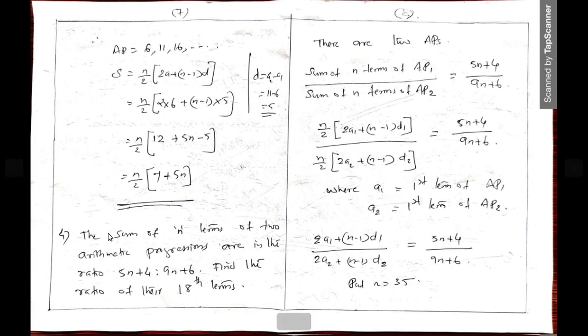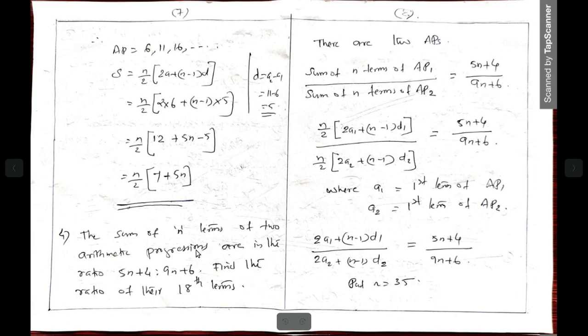This question: the sum of n terms of two arithmetic progressions are in the ratio 5n plus 4 is to 9n plus 6. Find the ratio of the 18th terms. This is a very complicated question, so some logic is needed to solve this problem. Here you are given the sum of n terms of two arithmetic progressions. So in this question there are two APs, AP1 and AP2, and the sum of n terms of AP1, the sum of n terms of AP2.